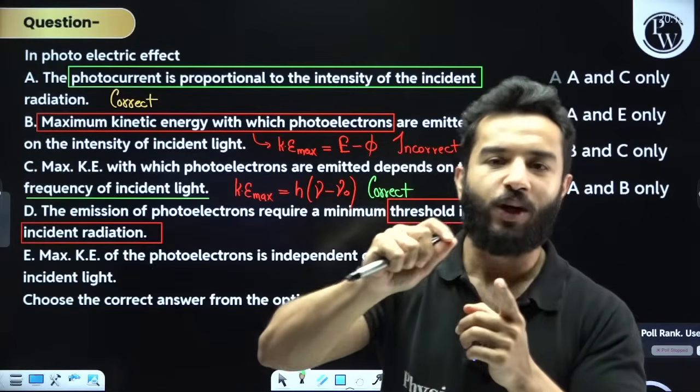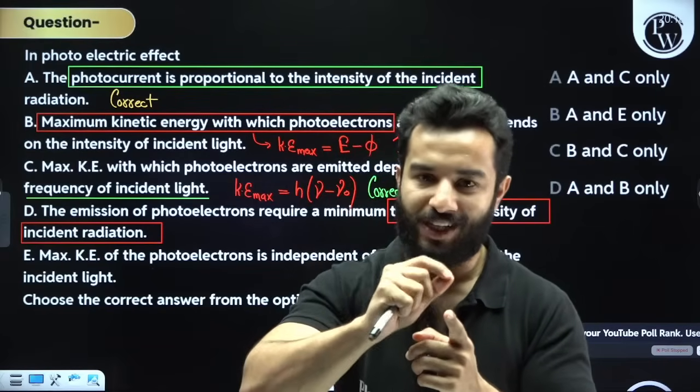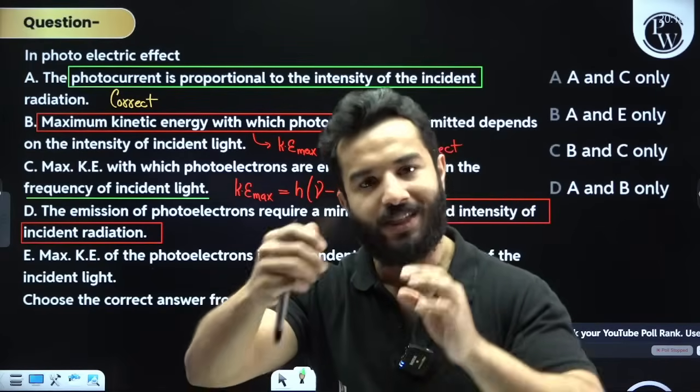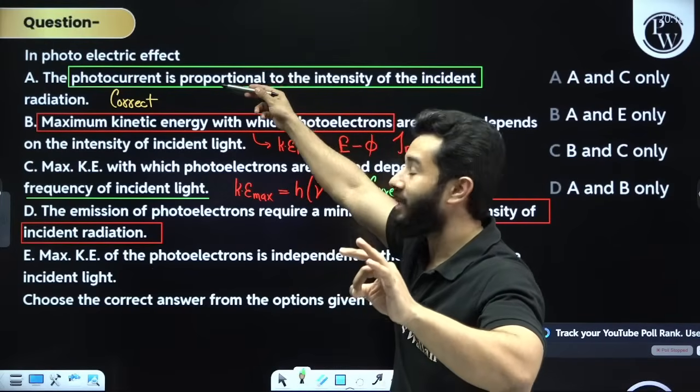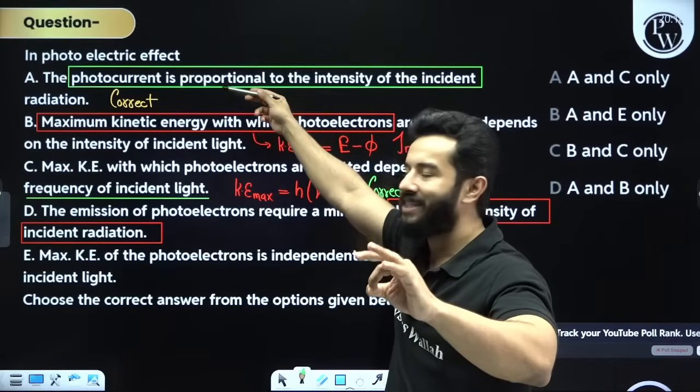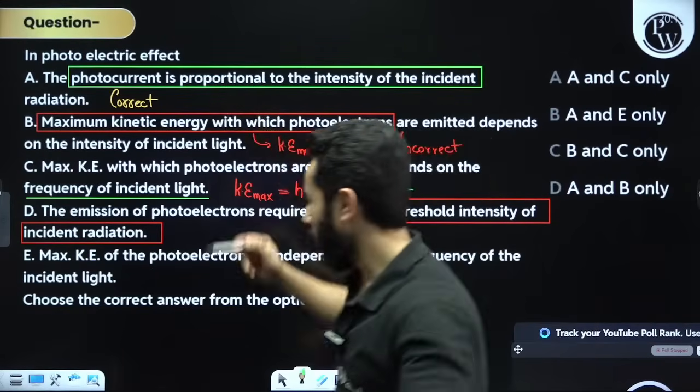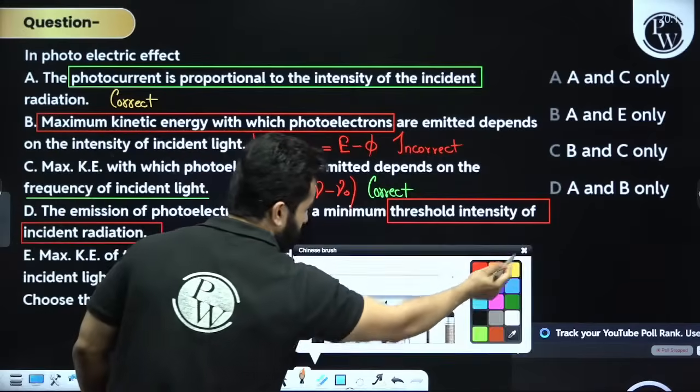Once the frequency of incident radiation is more than the threshold frequency, then you can talk about intensity, and if you increase intensity, that will increase photocurrent. Got it? So this statement is absolutely incorrect.